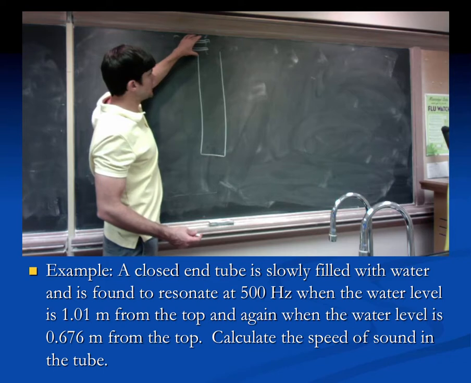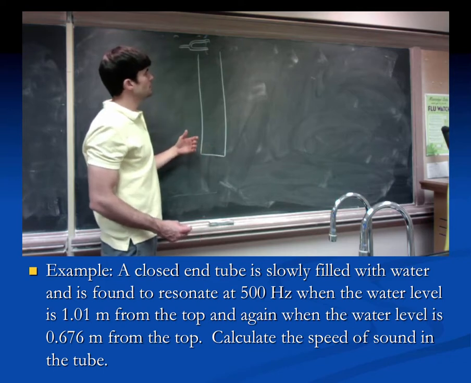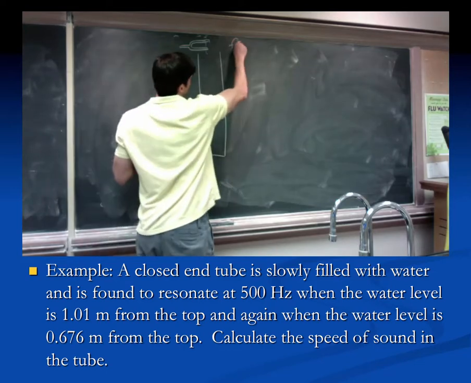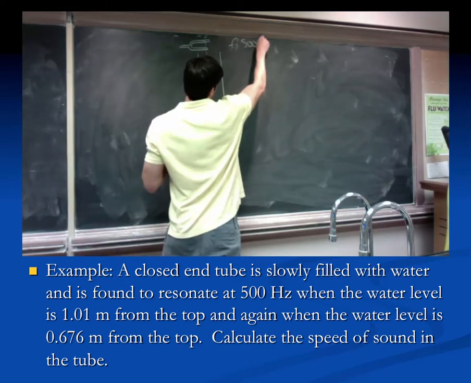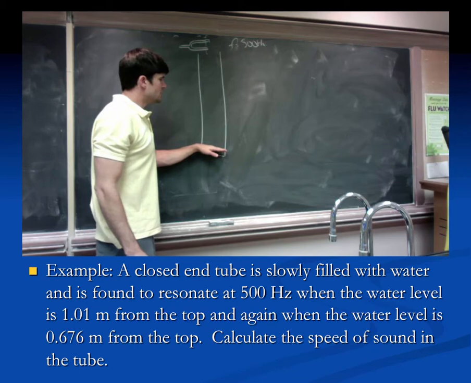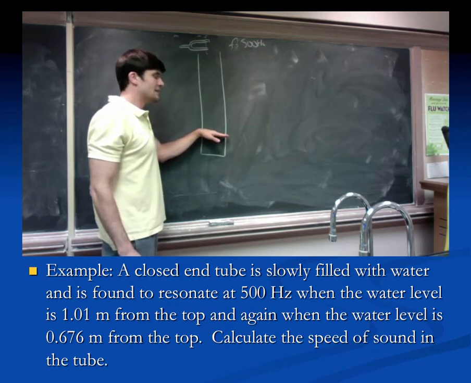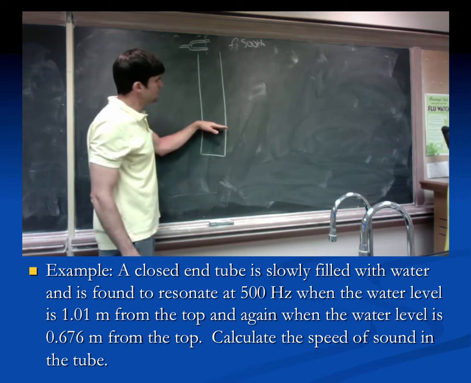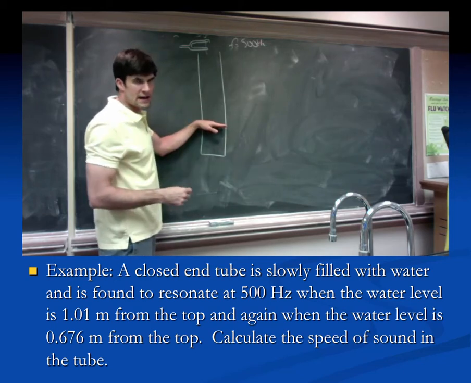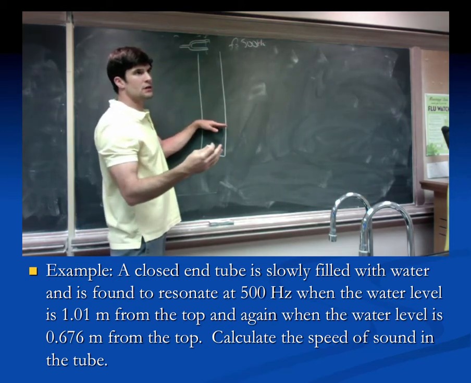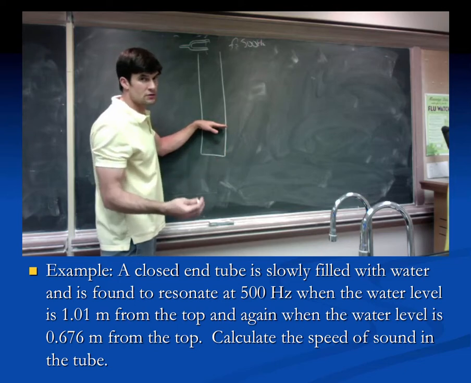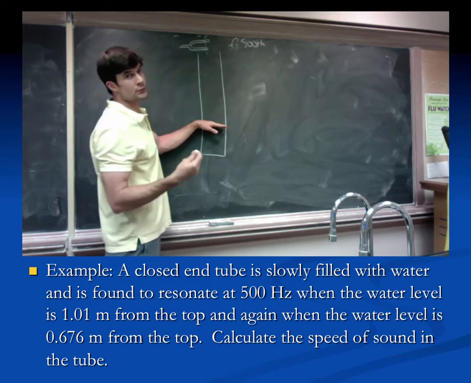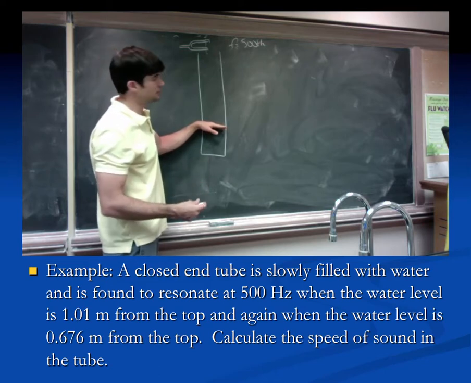So if you have a tuning fork here held at this end, let's say that tuning fork is 500 hertz, so the frequency here will be 500 hertz. Then as you gradually increase the level of the water, decreasing the length of the tube, eventually the length of the tube will match up with those lengths that correspond to the harmonic frequencies that are allowed for a closed-end tube. Remember, that's only the odd-numbered harmonics.